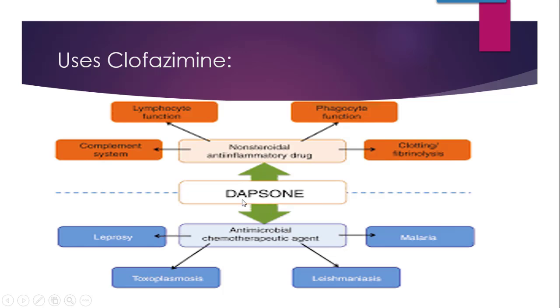Clofazimine is having anti-inflammatory properties also, same as dapsone. So dapsone is working on both the sides. It is working as antimicrobial, along with it it is acting as anti-inflammatory. So same as that of clofazimine, both the virtues it is having. If you see the points, first leprosy, toxoplasmosis, leishmaniasis, malaria. Same way it is having anti-inflammatory properties also in various parts.